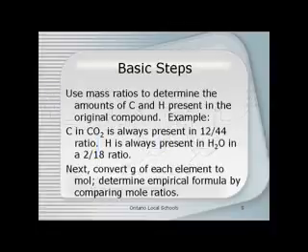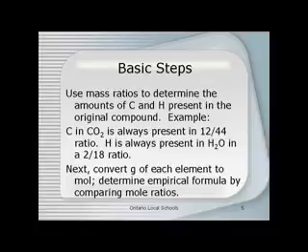Let's just take a look at the basic steps. We're going to use mass ratios to determine the amounts of carbon and hydrogen present in the original compound. For example, when you do the molar mass of carbon dioxide, you know that there's 12 grams of carbon and 32 grams of oxygen, which make a total mass of 44 grams per mole of carbon dioxide. So the carbon in the carbon dioxide can be described as being present in a 12 gram over 44 gram ratio, or a 12 to 44 ratio. Hydrogen is always present in water in a 2 to 18 ratio, 2 grams of hydrogen for every 18 grams of water in terms of 1 mole of water.